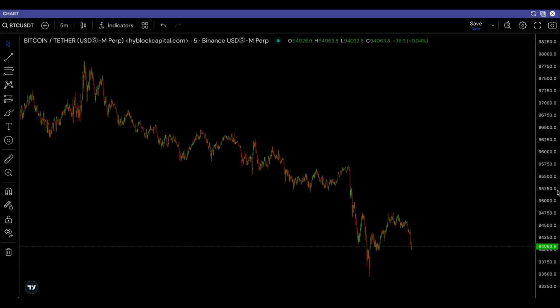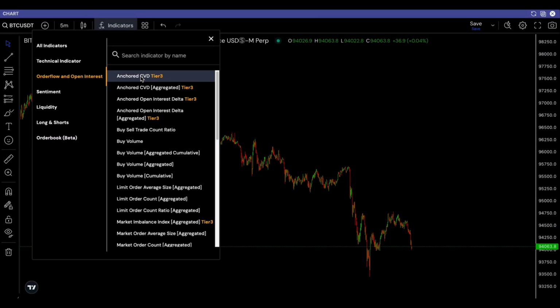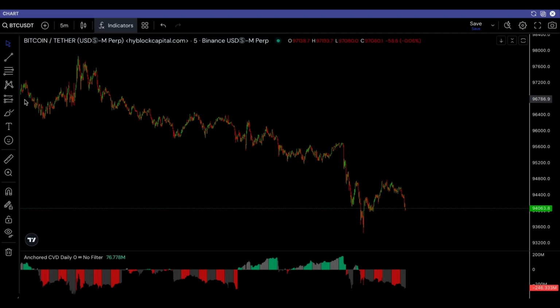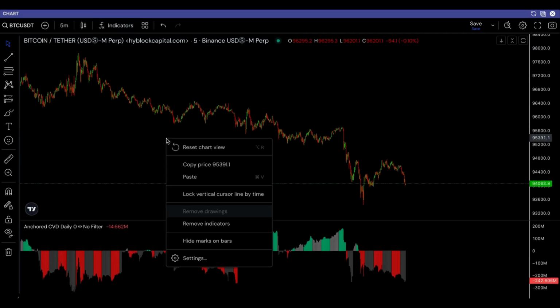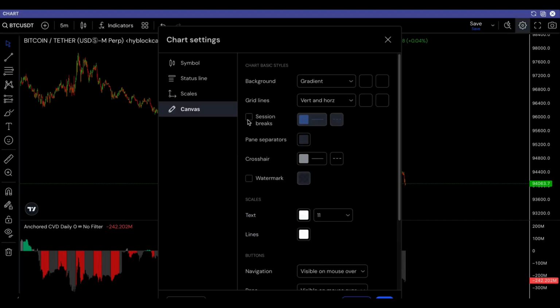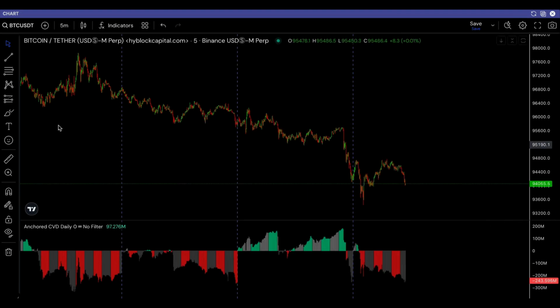Let's take this a step further by using the anchored CVD, a variation that resets at predefined points such as the start of each trading day. To better visualize this, we'll enable session breaks from the chart settings. As Bitcoin's price trended downward, the sell volume clearly dominated.